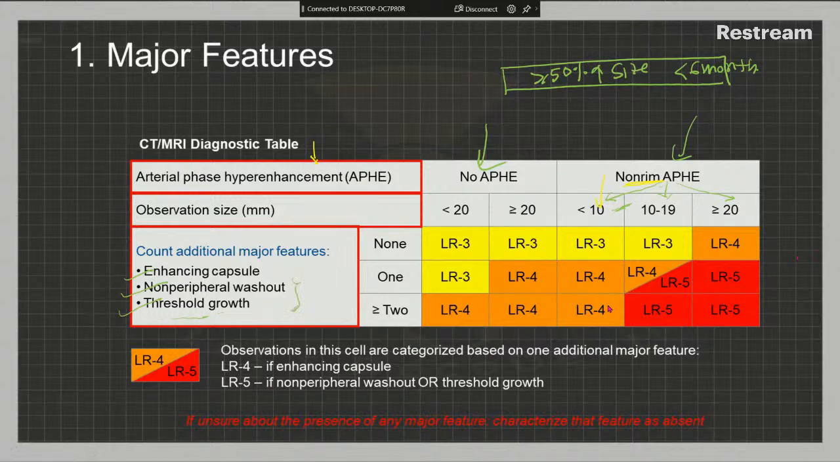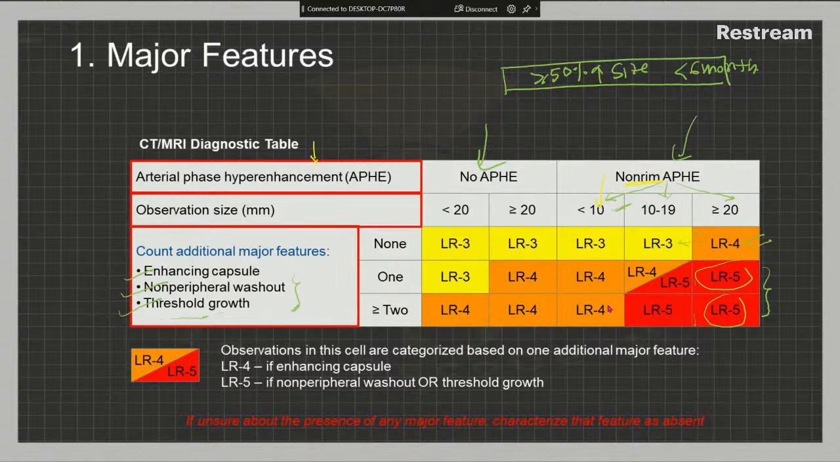Then, three additional criteria. Only if it is a non-rim arterial transplant and no additional criteria is there, then we put it in LR-4. But if any of the additional criteria is present, and these three things are enhancing capsule, non-peripheral washout and threshold growth, then the lesion becomes LR-5. This column is greater than 20. Now coming to the 10 to 19: 10 to 19 with no additional criteria is definitely one step minus, so LR-4 to LR-3.